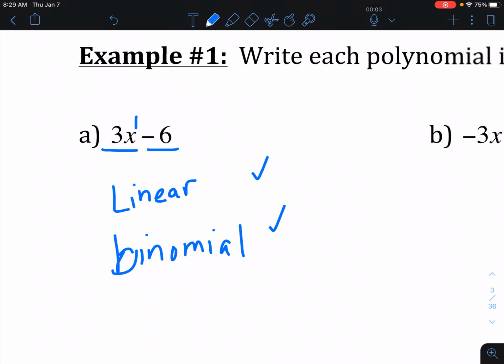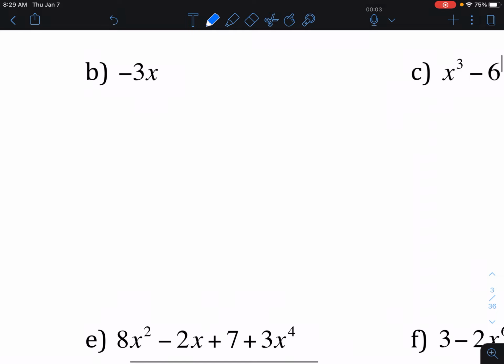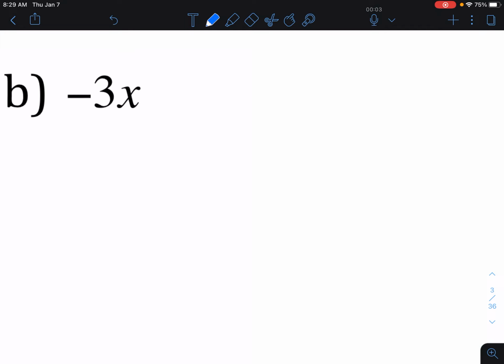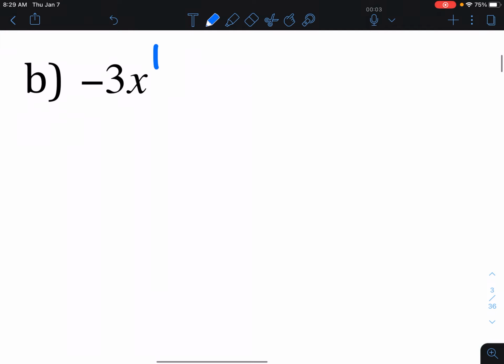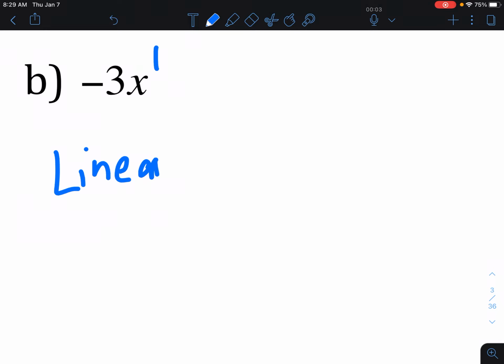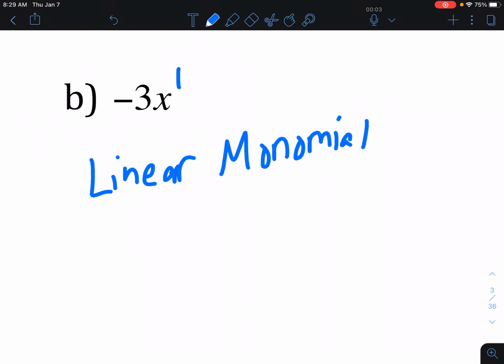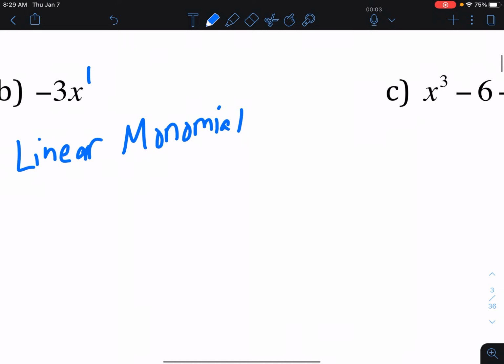It's a linear binomial. The next one only has 1 term, so obviously it's in standard form. It has a degree of invisible 1, so we have another linear, but this time it's a linear monomial because it only has 1 term. Oh, by the way, if I didn't mention this, terms are separated by plus and minus signs. I might have forgotten that. So a very important detail today. Terms are separated by plus and minus signs.